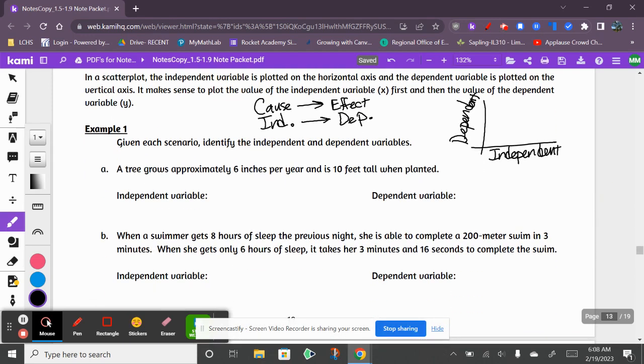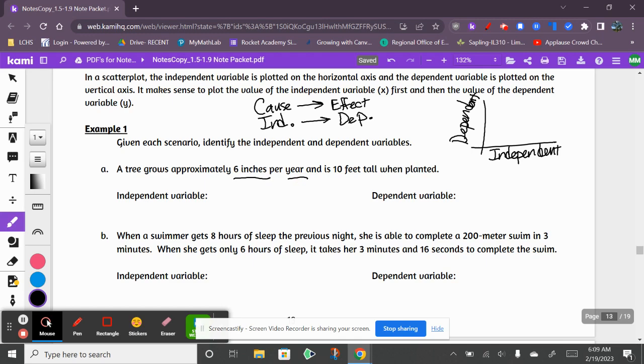Example 1. Given each scenario, identify the independent and dependent variables. Please remember when you do these that it is not going to be based on numbers. When we talk about the variable, we're talking about what the numbers represent, not the actual specific numbers. So for A, it says a tree grows approximately 6 inches per year and is 10 feet tall when planted. So we're looking at how much it's growing per year and the amount of time that has passed. So they give us the amount of growth and they give us the time.